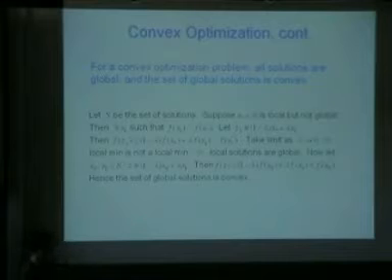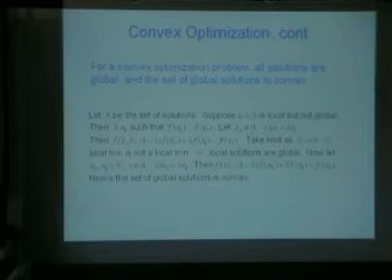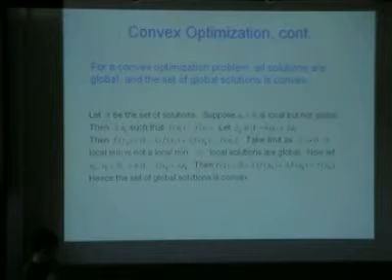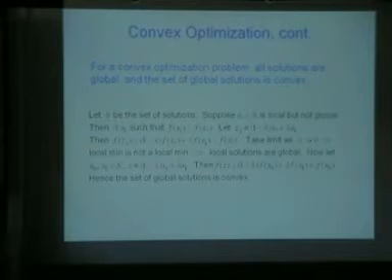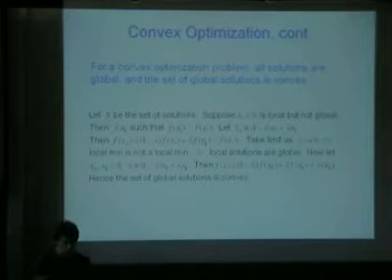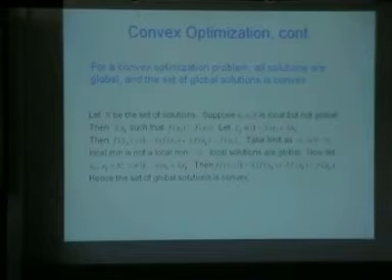So here's a really useful fact about convex optimization. All solutions are global, and the set of global solutions is convex. What do I mean by global? I mean, if you've got two solutions, the value of f in the two places is the same. So there is a global value of f, the solution to this. Maybe there are several points that give that value, but it's always the same number.